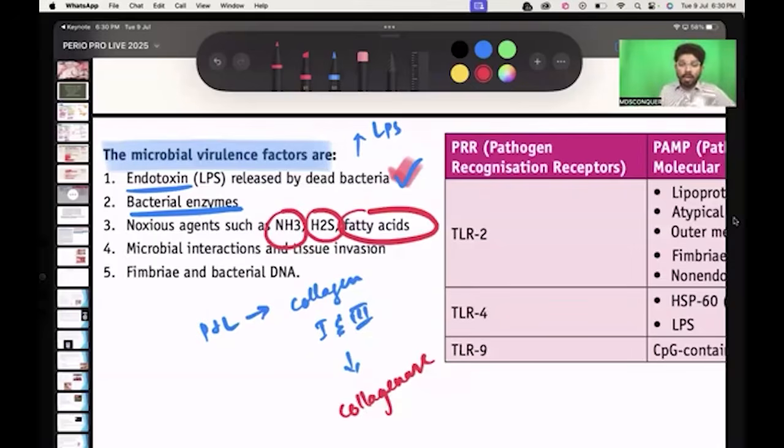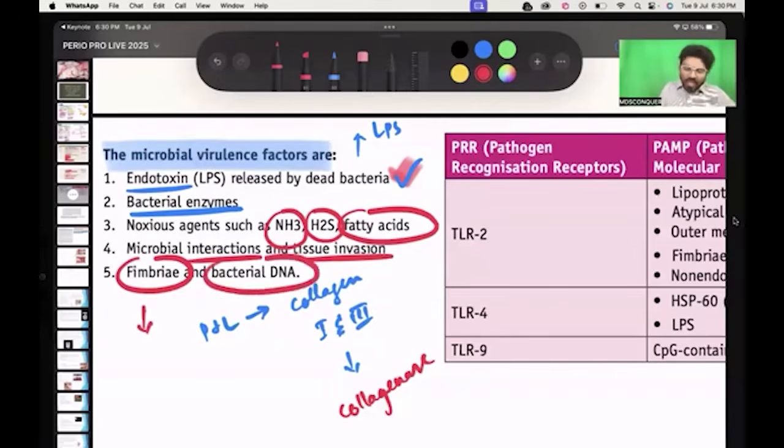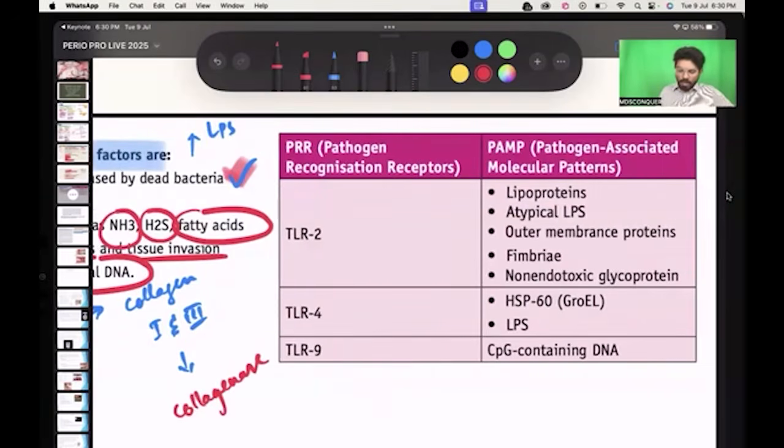And there are microorganisms which invade and cause tissue damage. Or sometimes you have fimbriae, which is the organ of attachment. Or you have a few bacterial DNA, which has a virulency factor. So these are the different types of virulency factors that you have to make a note of when talking about perio.